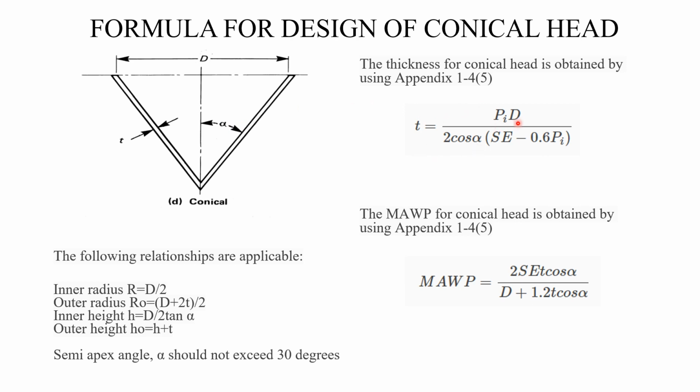T is equal to PD divided by 2 cos alpha multiplied by (SE minus 0.6P). So alpha is a semi-apex angle, and MAWP defined with the thickness which you receive here will be equal to MAWP is equal to 2SET cos alpha, T thickness received from here, divided by D plus 1.2T cos alpha. Okay, that is conical head formula.